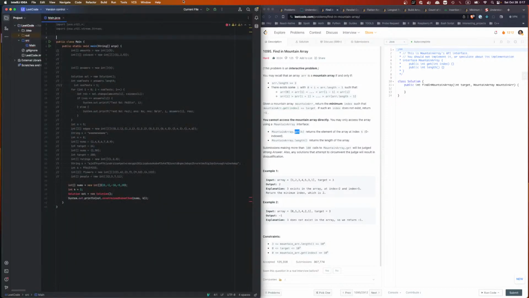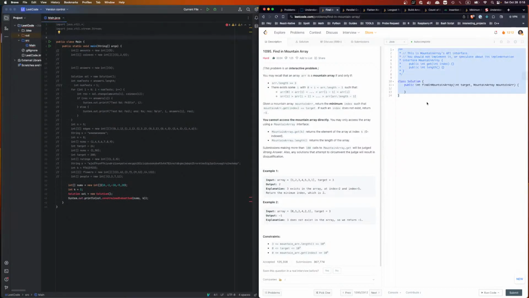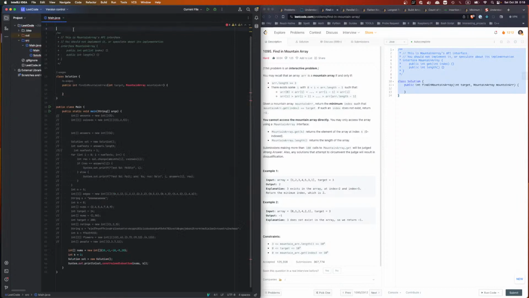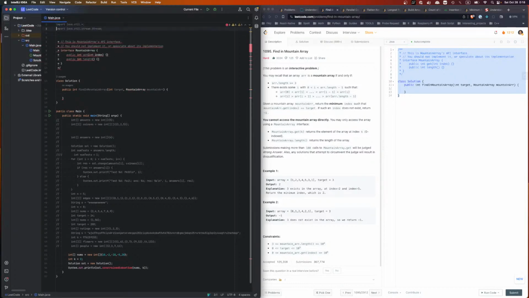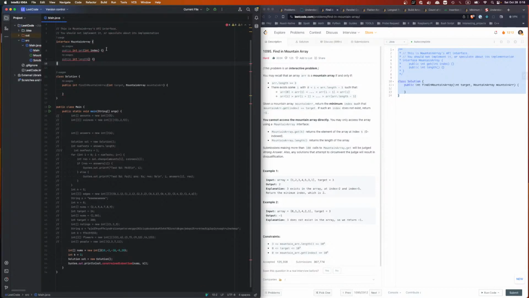All right, so we need to first find the peak. Oh, that's interesting to see if it works. Never tried this before. Does this work? Interface. Interface astronaut cannot have body. Okay, so I don't have a body. Do I need to do this? That is amazing. I've never done this one before.